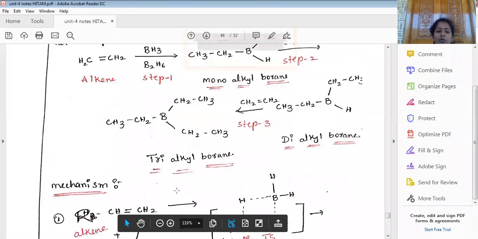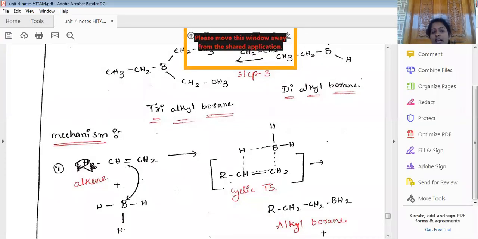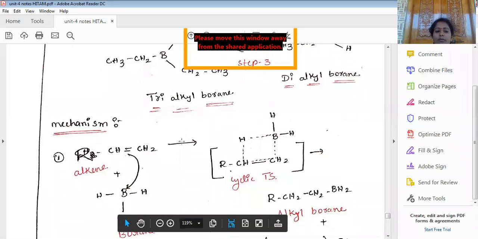This trialkyl borane is treated with hydrogen, so the cleavage of the bond is possible, and hydrogen and hydrogen are added. So we will get alkane as the final product.